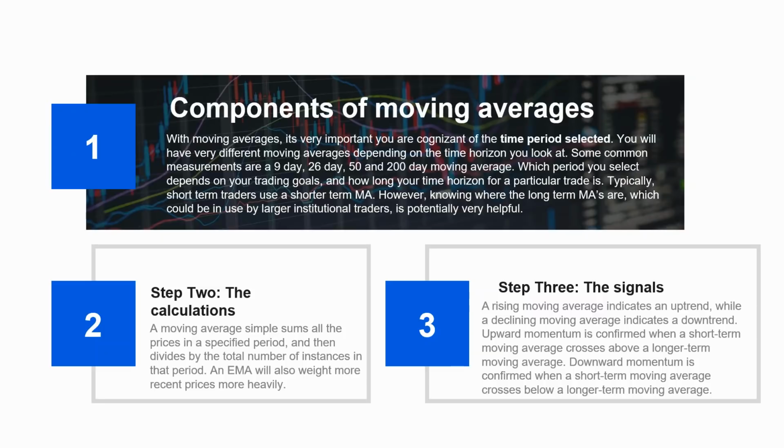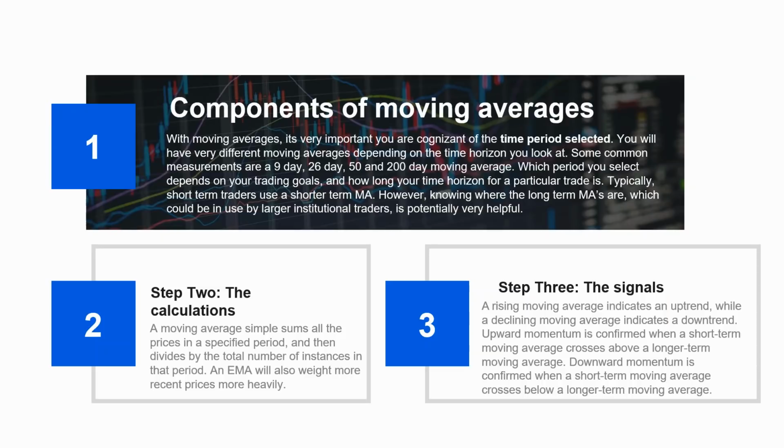Again, we talked about the simple moving average. If you're doing a 9-day simple moving average, it'll just be the average for the last 9 days. If it's an exponential moving average, it'll weight the last couple of days more strongly. So in terms of the signals, a rising moving average indicates an uptrend. A declining moving average, logically, indicates a downtrend.